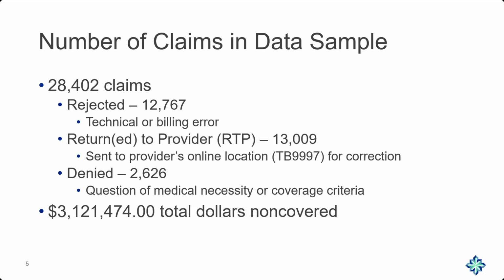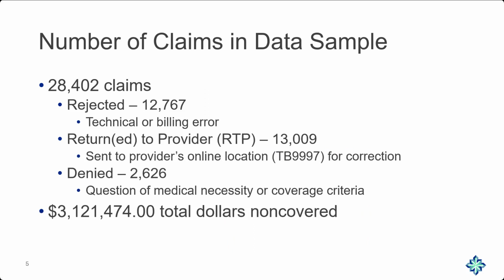So after I did all of that filtering and sorting, I was given 28,402 claims for that time period that were unpaid. So those results, when looking at the reason behind them being unpaid, showed 12,767 claims that were rejected.